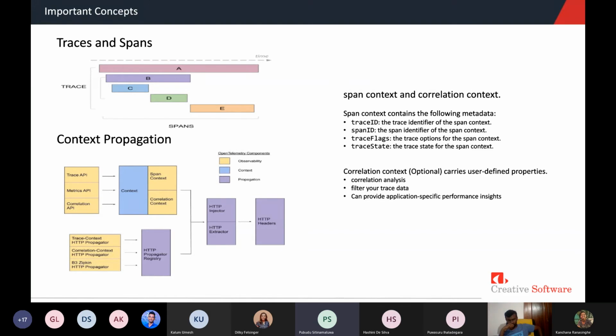Context propagation allows you to propagate the span context throughout the system boundaries. So it can propagate the context from one system to another system over the wire. They have specifications on how to propagate this span context. OpenTelemetry uses HTTP headers to propagate the span context. There are three main protocols: trace context HTTP propagator, correlation context HTTP propagator, and B3 Zipkin HTTP propagator. You can choose any of these methods to propagate your span context.